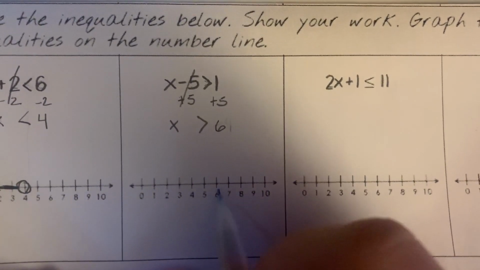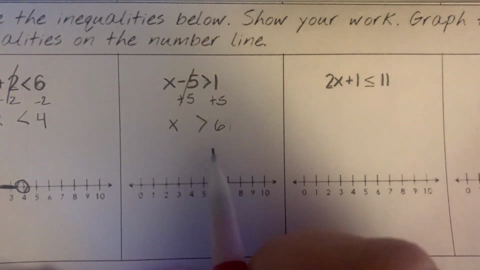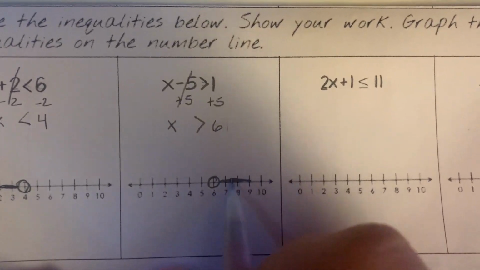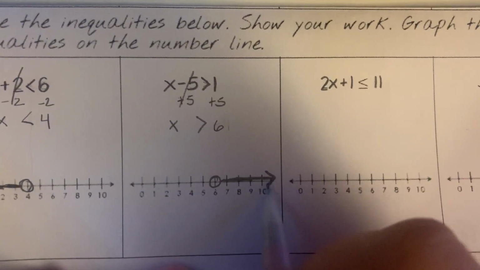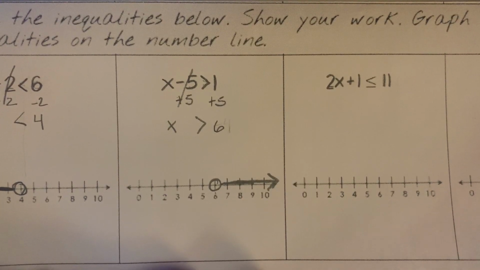So I'm going to go down to 6. I'm not going to include the 6. I'm going to open circle it on the 6. And I want the numbers that are greater than 6, which are 7, 8, 9, 10. These numbers over here. So I'm going to shade it this way to the right, showing all the numbers greater than 6 are going to work for this inequality.